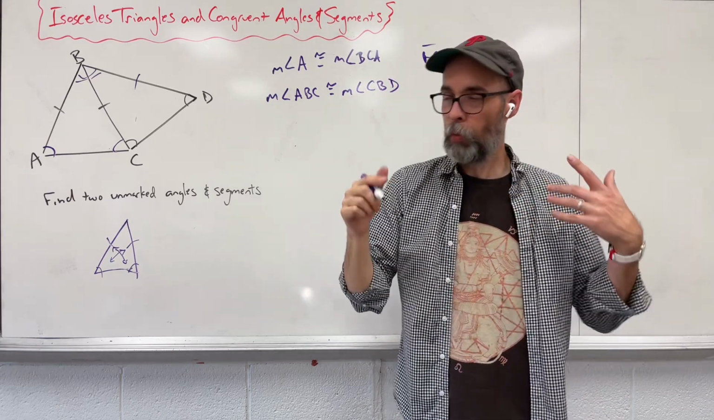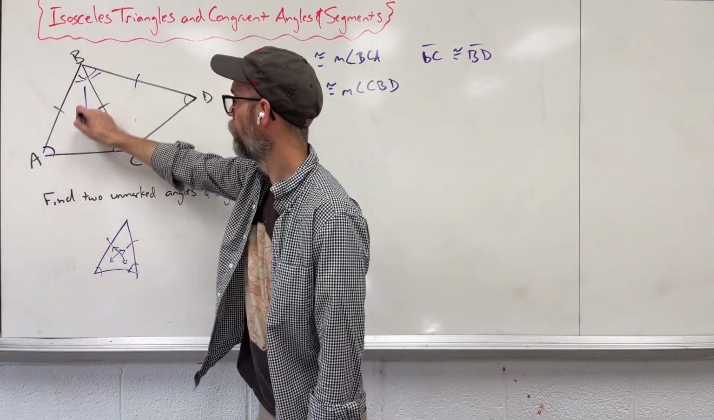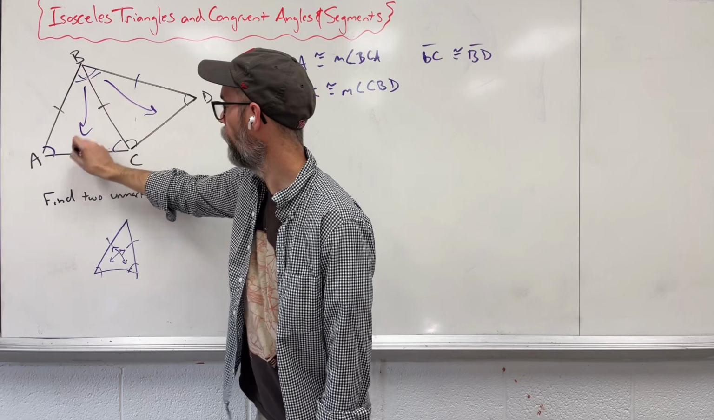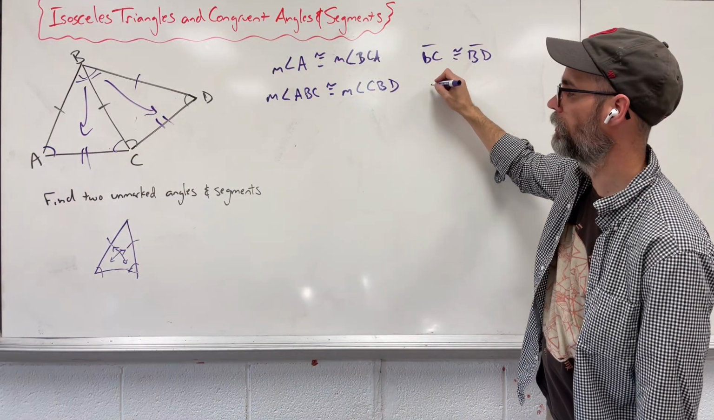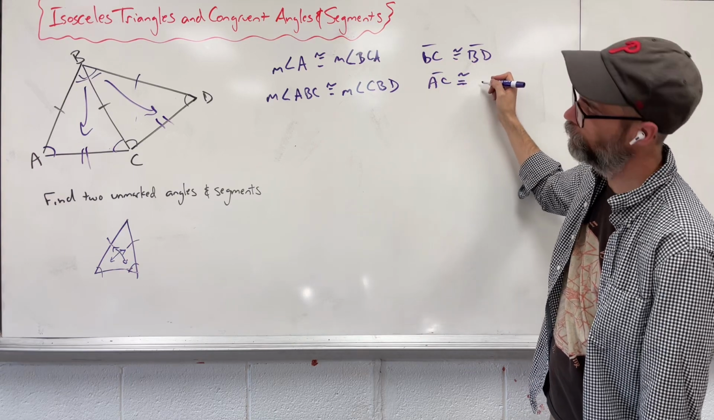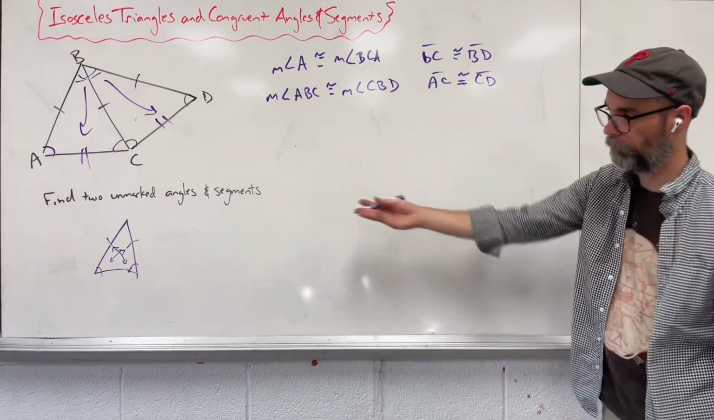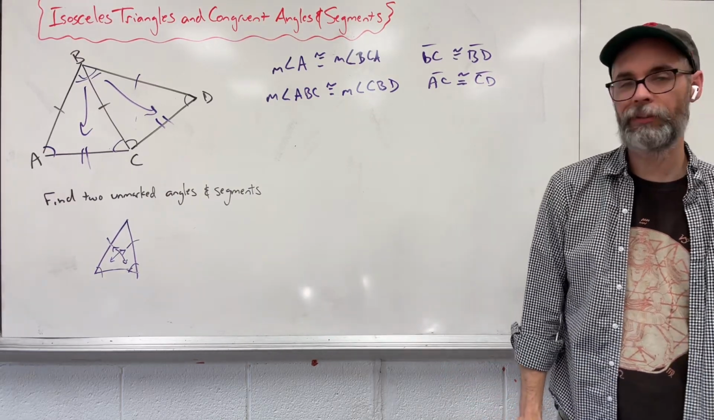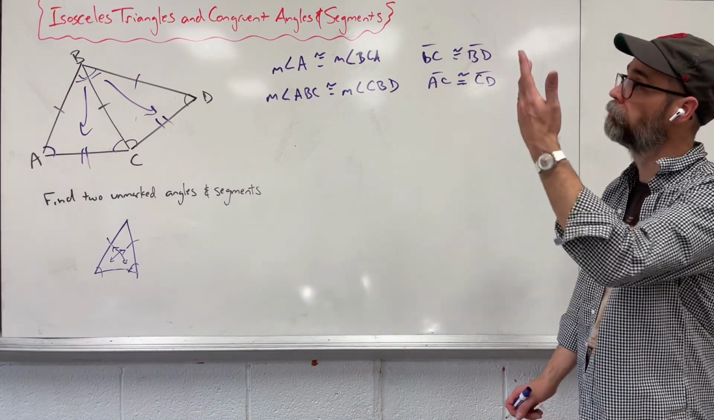Okay, now we know that opposite angles and sides all match up with each other. So if these two angles are the same, those two sides have to be the same. So we can also say side AC is congruent to CD. And that's finding two unmarked angles and segments within isosceles triangles that are congruent.